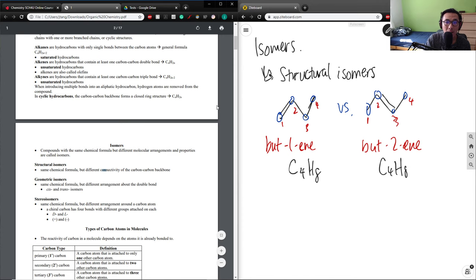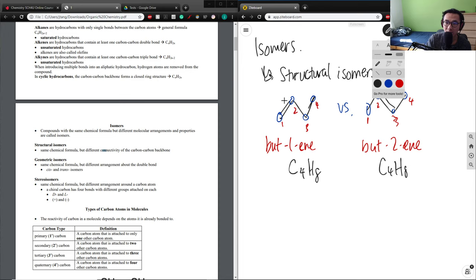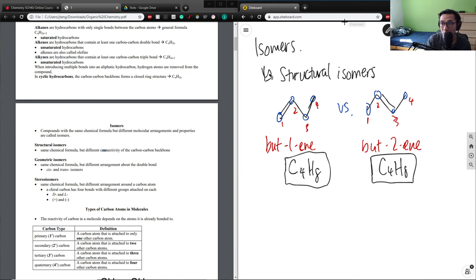My double bond lies on carbon 1 here, and my double bond lies on carbon 2 in this case. So they have a different connectivity, which means they're actually different chemical compounds, as denoted by my names here. But-1-ene and but-2-ene are different chemical compounds. However, they share the same chemical formula, C4H8. So this is the concept of a structural isomer.